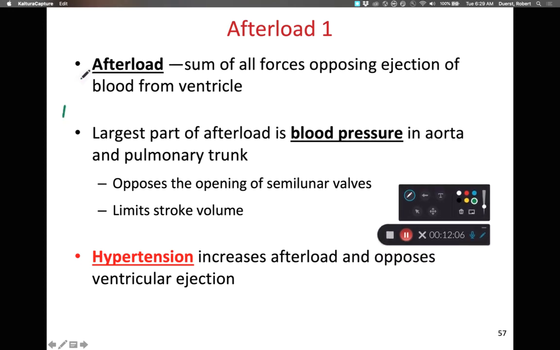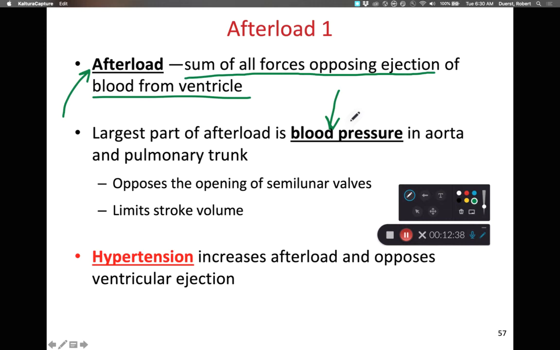And then we have afterload. Afterload is formally defined as the sum of all forces opposing the ejection of blood from the left ventricle, singular. So when we think of afterload, really it's just the force that pushes blood back into the heart. The single biggest component of afterload is blood pressure. And when we get to the chapter on blood vessels, we'll spend a lot of time talking about blood pressure and how to calculate it and things that influence it.